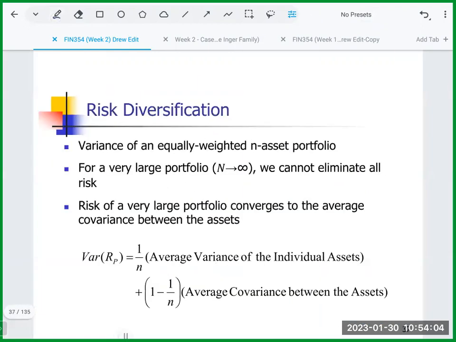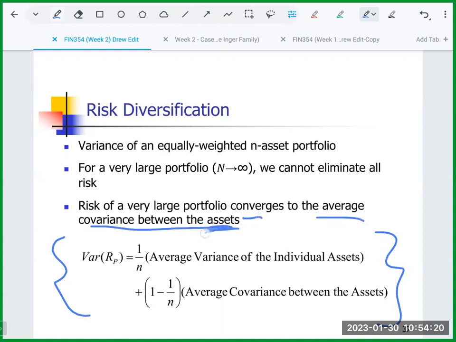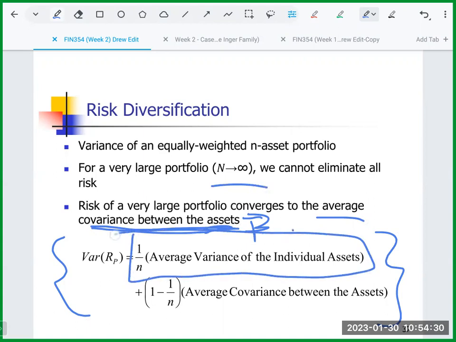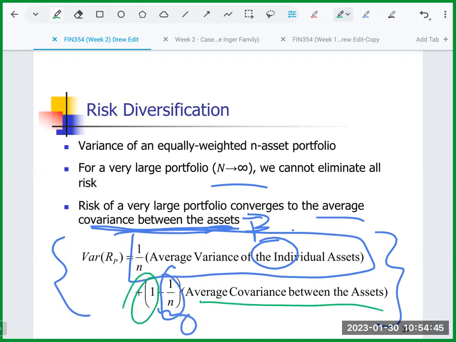All right. So in terms of risk diversification, this is another way to observe the meaning of diversification. We see that the risk of a very large portfolio will converge towards the average covariance of the assets. Average covariance meaning the beta risk of the asset. How do we see this? When n goes to infinity, this component here becomes 0, right? So it's basically 1. What's left is 1 times the average covariance of assets. This is how we see it. And basically, this is your beta risk.